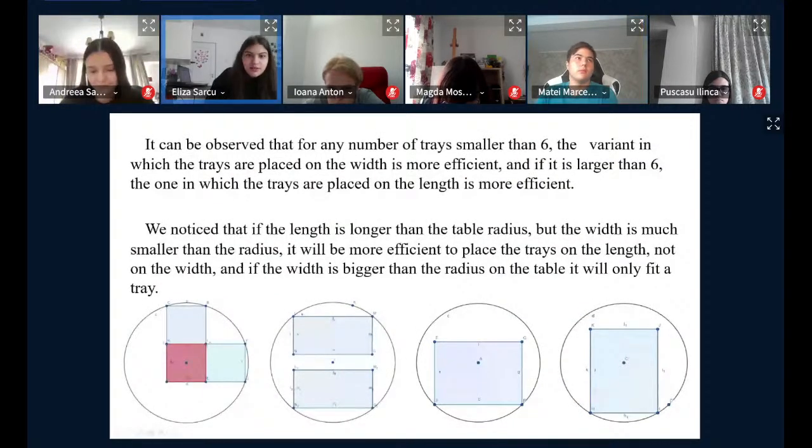It can be observed that for any number of trays smaller than 6, the variant in which the tray is placed on the width is more efficient, and if it's larger than 6, the one in which the trays are placed on the length is more efficient.